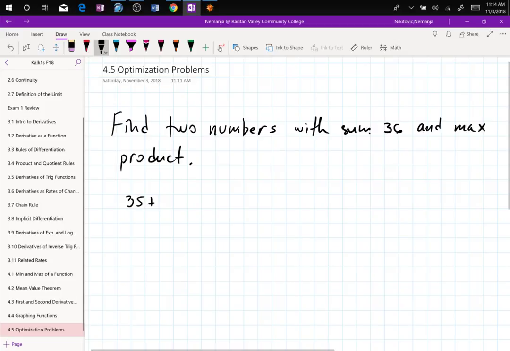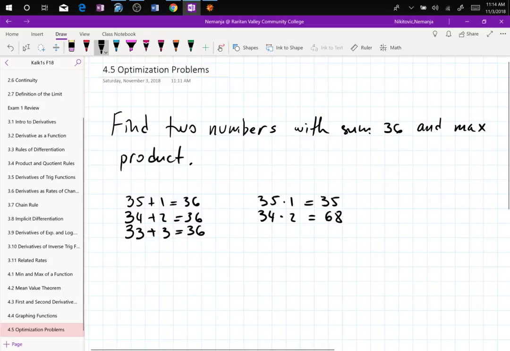So 35 plus 1 is 36. We're good there. But what's 35 times 1? It's 35. Now, 34 plus 2 is also 36. But look, 34 times 2 is 68. That's much bigger than 35. Do we all agree? Hopefully we do. And then you say, okay, how about 33 plus 3? Because that's also 36. And the product is now 99.